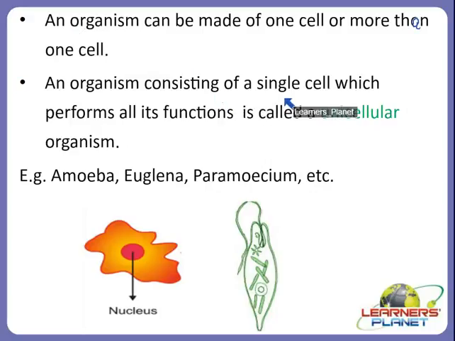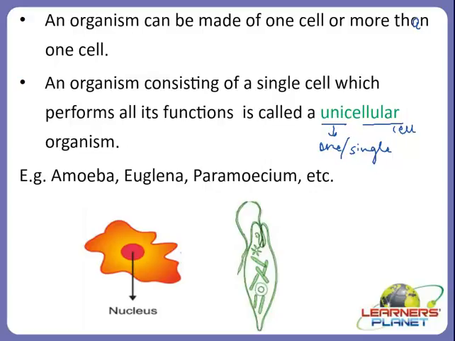So an organism consisting of a single cell which performs all its functions is called a unicellular organism. For example, amoeba. This is a picture of amoeba and this is a beautiful picture of euglena. So amoeba, euglena, paramecium, etc. all these are unicellular organisms. Here uni means one or single and cellular means cell. So an organism consisting of a single cell which performs all its functions is called a unicellular organism.